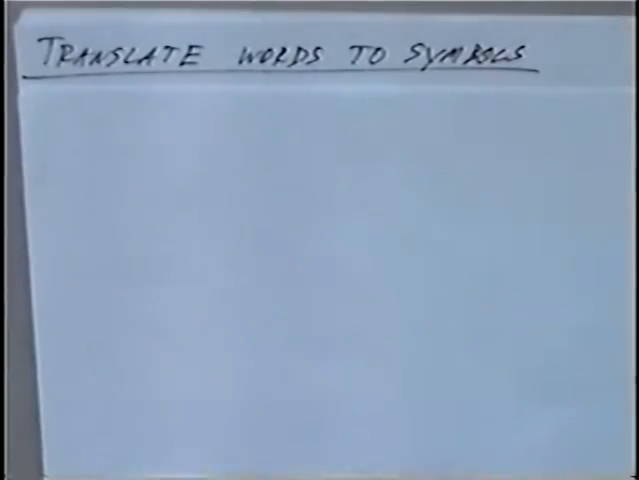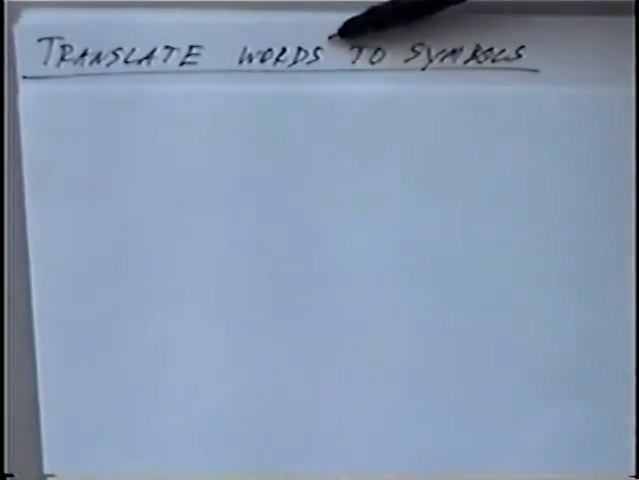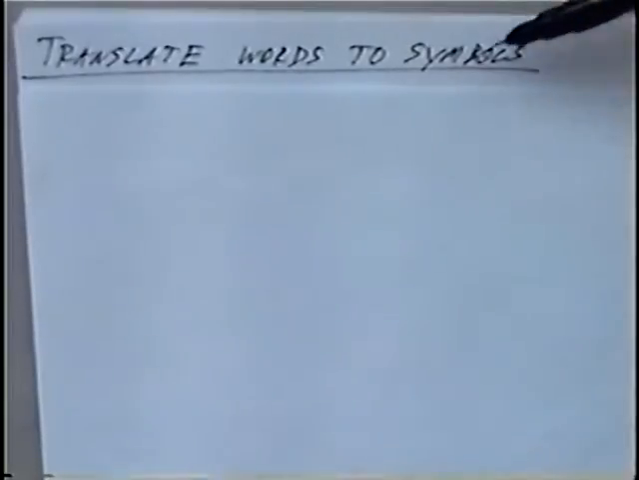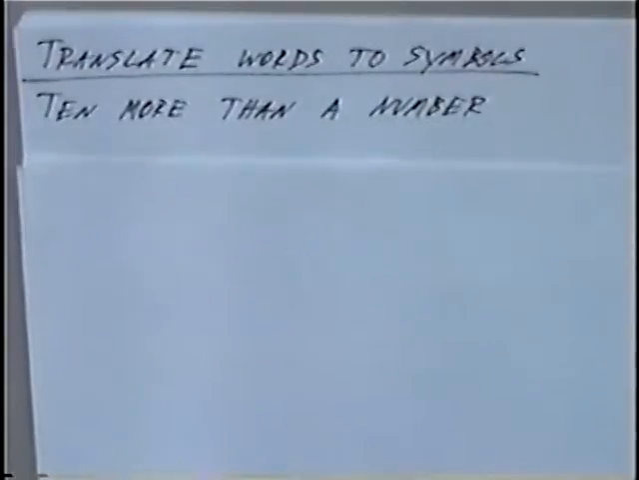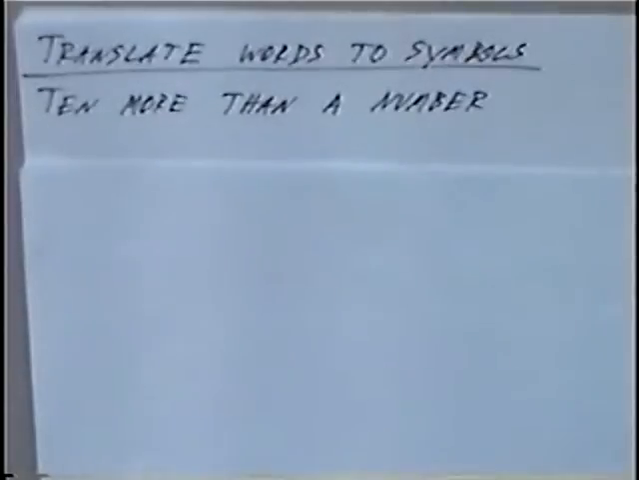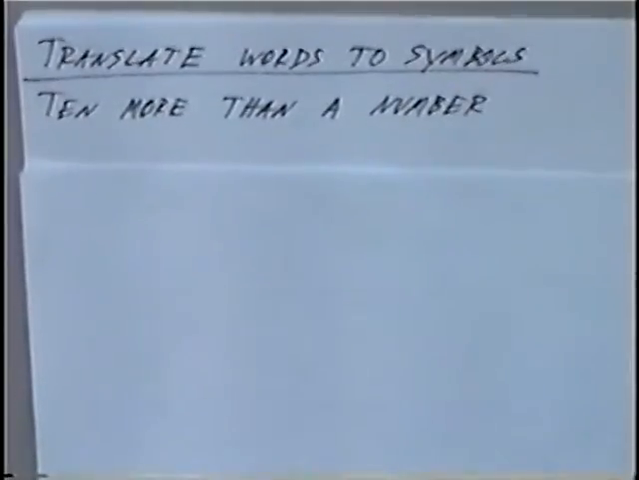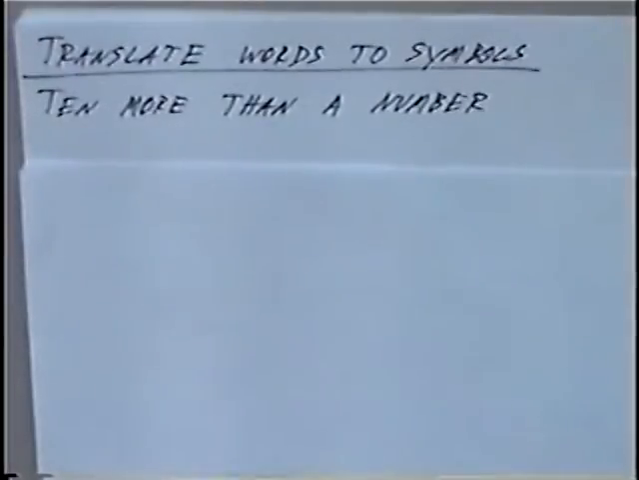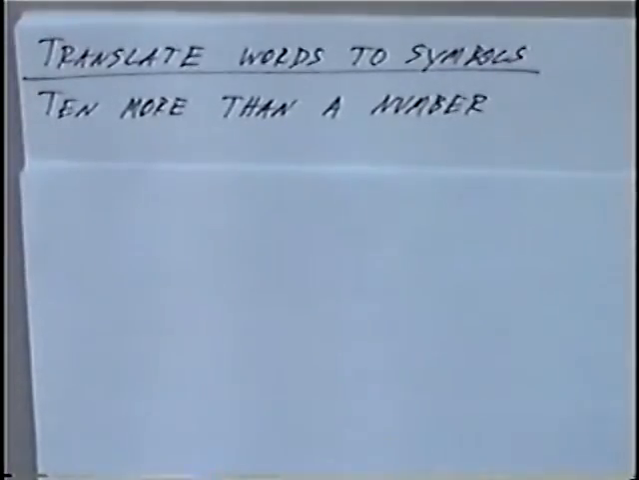Title of the first section today is Translate Words to Symbols. In this section, we'll take vocabulary words and change them into mathematical symbols and also mathematical operations. First question for this section is 10 more than a number? Again, we'll take this sentence and change it into mathematical symbols and mathematical operations.